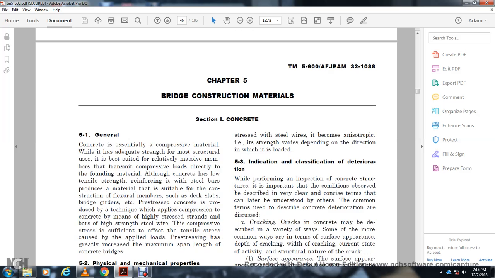Alright, Chapter 5, Bridge Construction Materials. 5.1 General. Concrete is an essential component material with adequate strength, structurally the best suited, as a relatively massive member that can transmit the load directly to the foundation material.